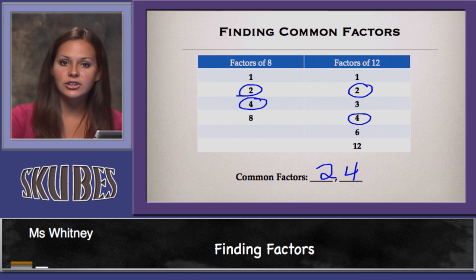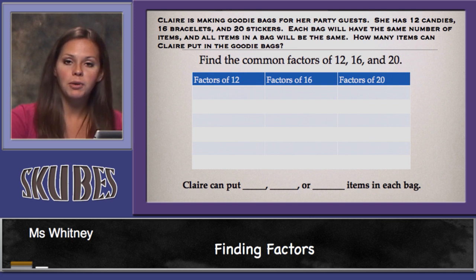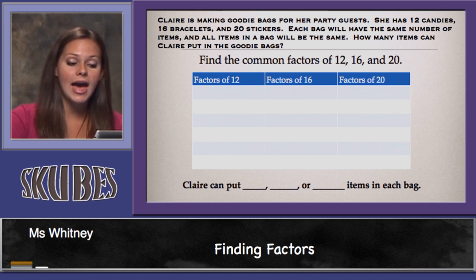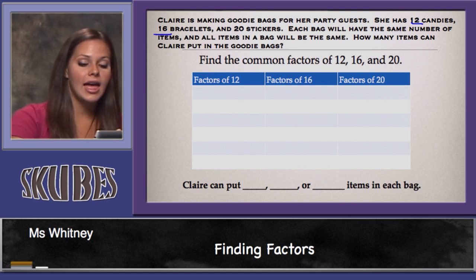We can use common factors to help us solve problems. Take a look at this problem. Claire is making goodie bags for her party guests. She has 12 candies, 16 bracelets, and 20 stickers. Each bag will have the same number of items, and all items in a bag will be the same. How many items can Claire put in the goodie bags? To solve this problem, we need to find the common factors of 12, 16, and 20.